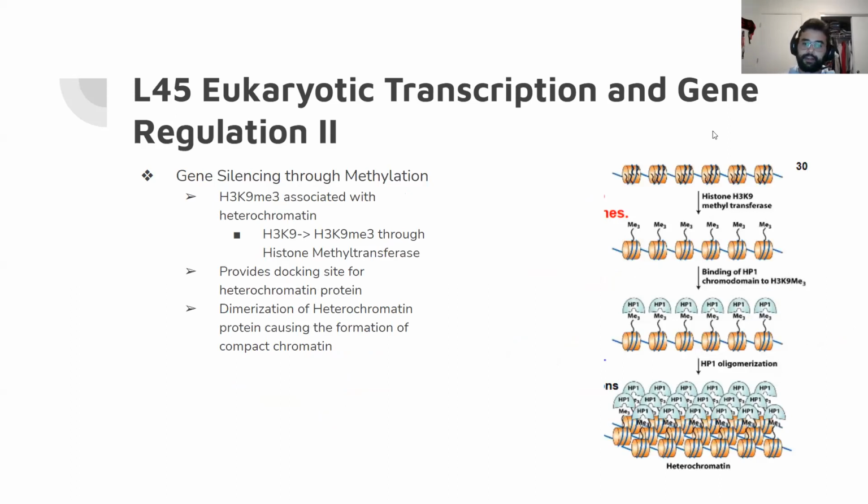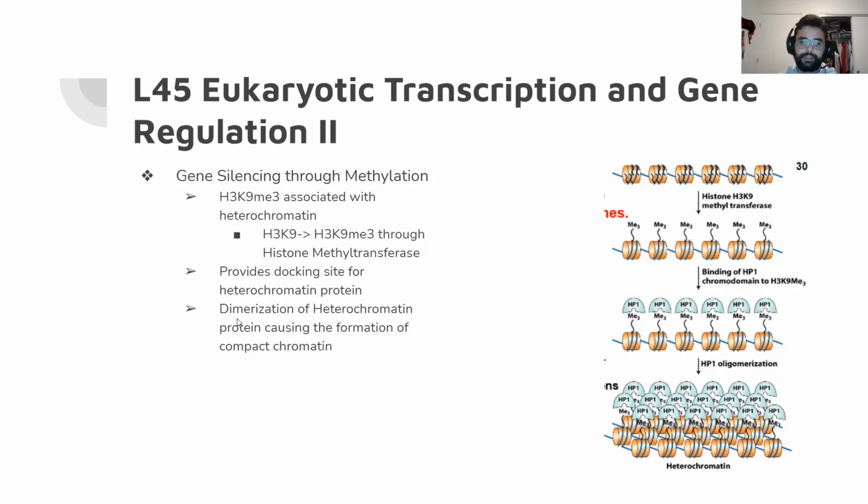So gene silencing can occur through methylation. Once we methylate certain histones, they're actually going to become really associated with heterochromatin. A certain histone like this one right here, which is our third histone here, once it's methylated, that's really associated with heterochromatin. Once we methylate it from its original to this new version, this is done through a histone methyltransferase, which we talked about before.